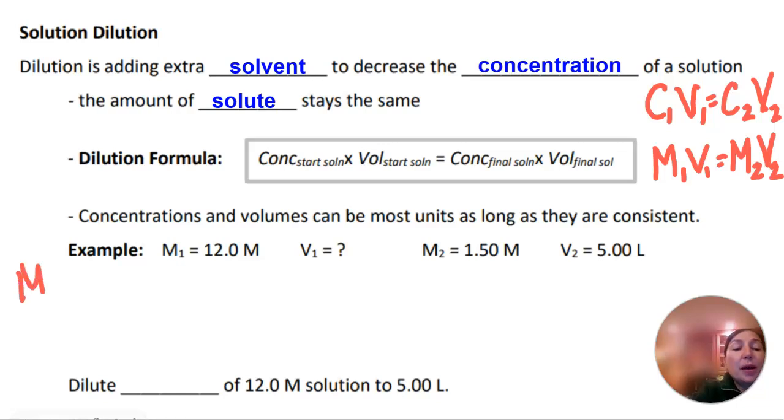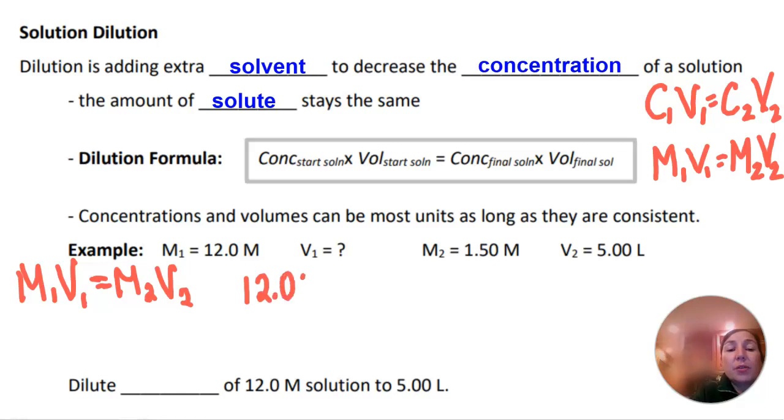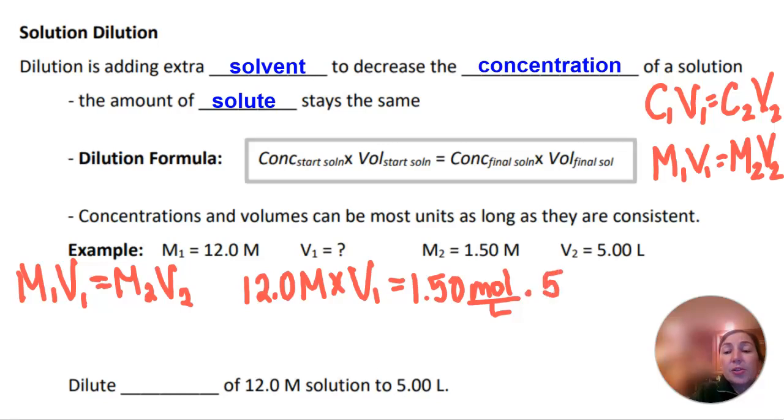So we would set up M1V1 equals M2V2. So we'd say, okay, M1 is 12 molar. We don't know V1. That's multiply. So we'll multiply M2, 1.5 molar or moles per liter, times our V2, which is 5 liters. Okay, so to get V1 all alone in this algebra, we're going to divide both sides by 12 molar.